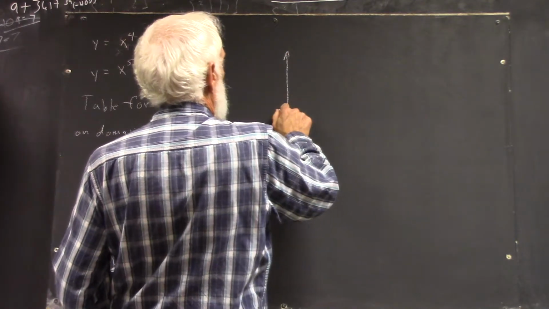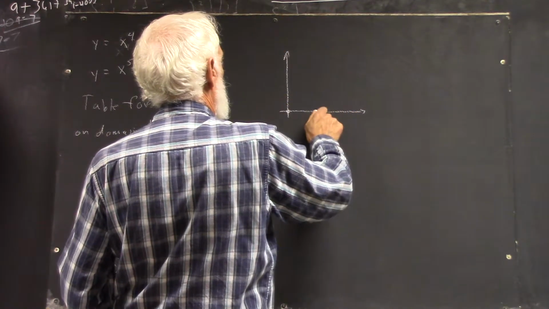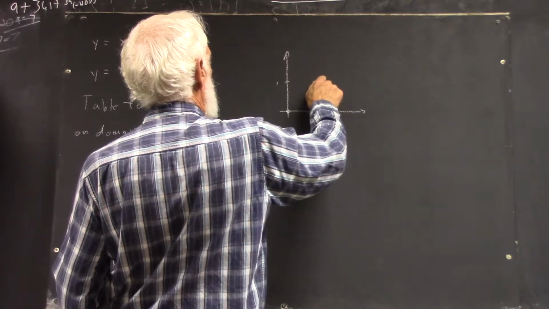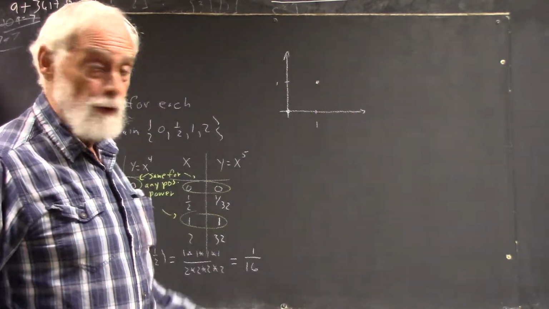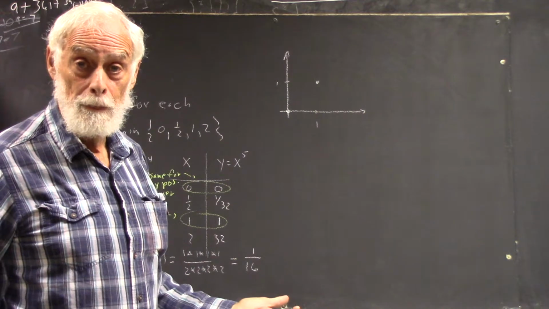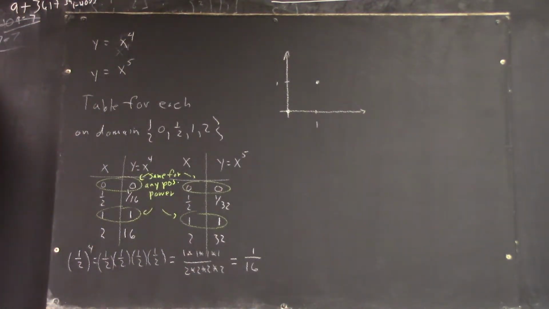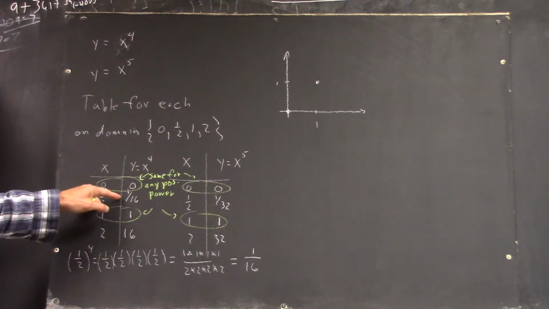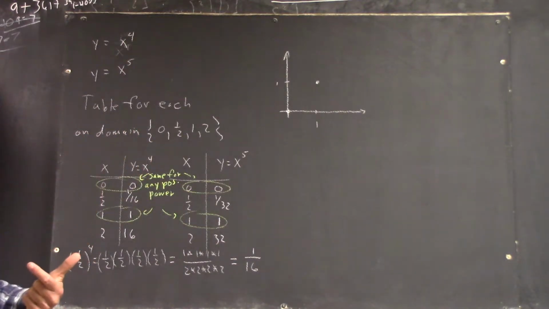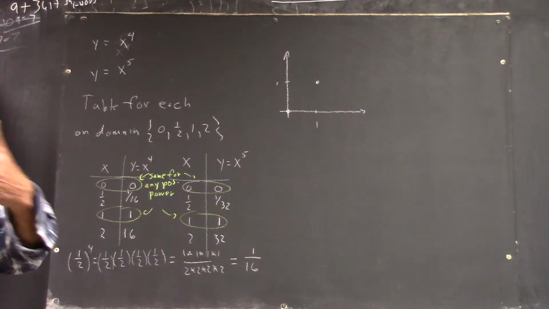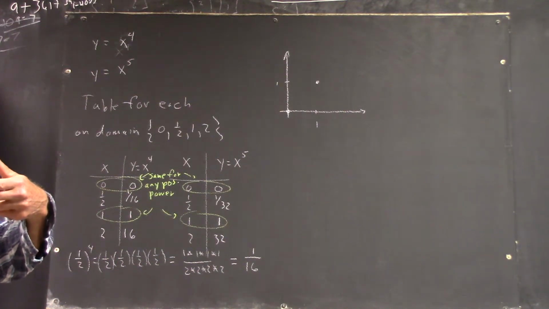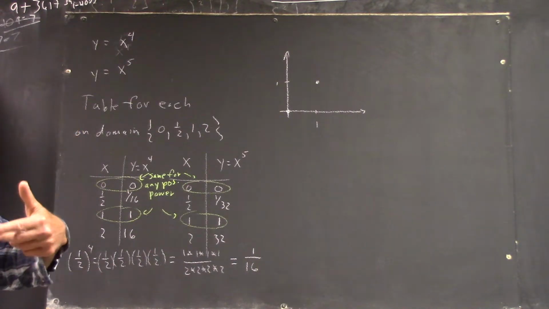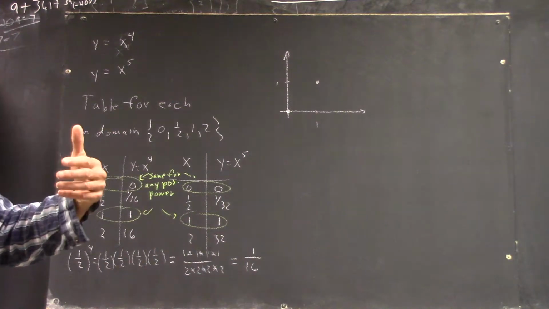Well, what it tells you literally is you have this point, and this point, 0, 0, 1, 1, right? So the graphs all go through these two points. Okay? Now, what's different? Well, if you had x squared, you wouldn't have 1/16 to 1/32, you'd have 1/4, right? So, and if you had x cubed, you'd have what? For x equals 1/2. It'd be 1/8, right? 1/2 times 1/2 times 1/2.